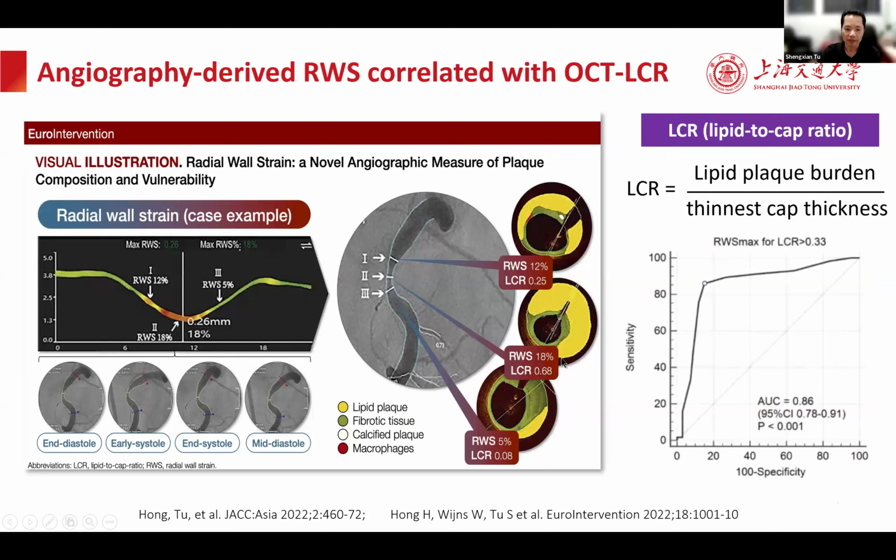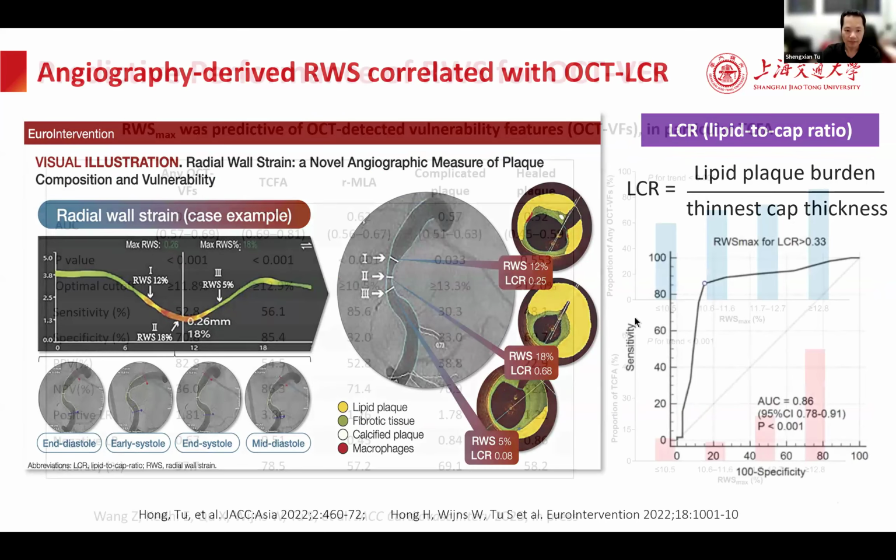So we performed a number of validations. This is the first study, published in Neural Intervention, which demonstrated that the angio-based radial wall strength can have a good concordance with the OCT-derived vulnerable plaque. So the lipid-to-cap ratio, as I demonstrated before: if you don't do OCT, use angio to predict them. You have an area under the curve of 0.86 in this study.